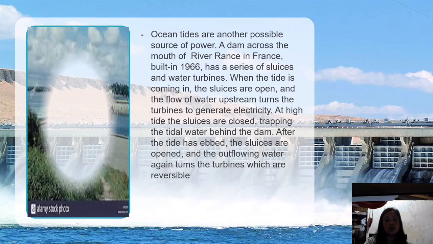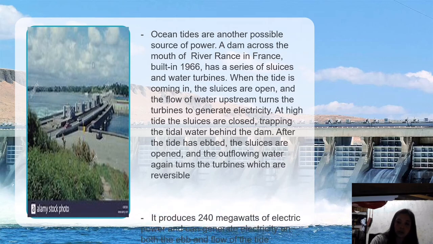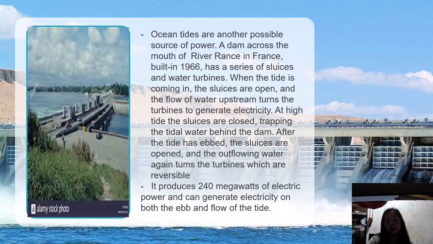So here it is. The Rance Dam in Brittany, France, houses a tidal power plant, and it produces 240 megawatts of electric power and can generate electricity on both the flood and ebb of the tide.